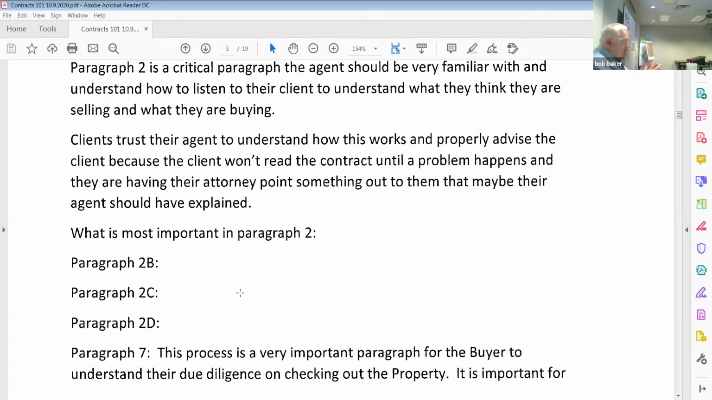Because in paragraph 3, which is that first paragraph we reference, this is easy to understand. At one level, the seller agrees to sell the property at a certain price. The buyer agrees to buy at a certain price. It's paragraph 3C.